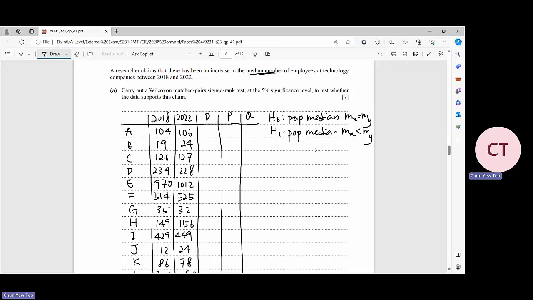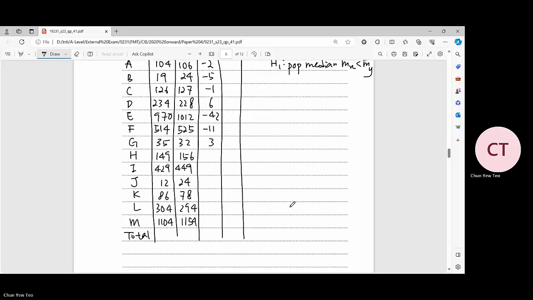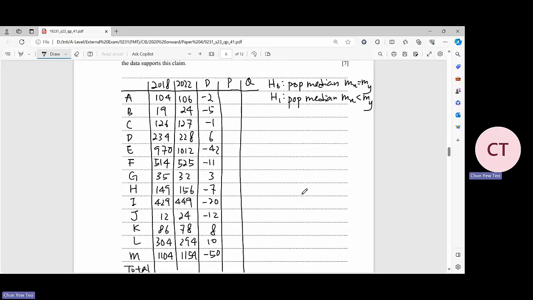If I decide it like this, that means I will take Mx minus My less than 0. So I will take 2018 minus 2022. Just use your calculator and you get -2, -5, -1, 6, -42, -11, 3, -7, -20, -12, 8, 10, and -50. After you have listed down the differences, you then put the ranks P and Q.